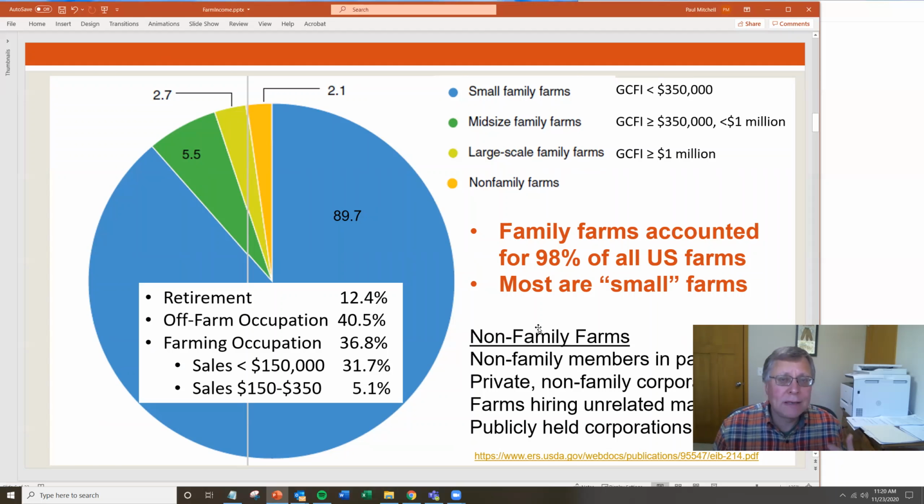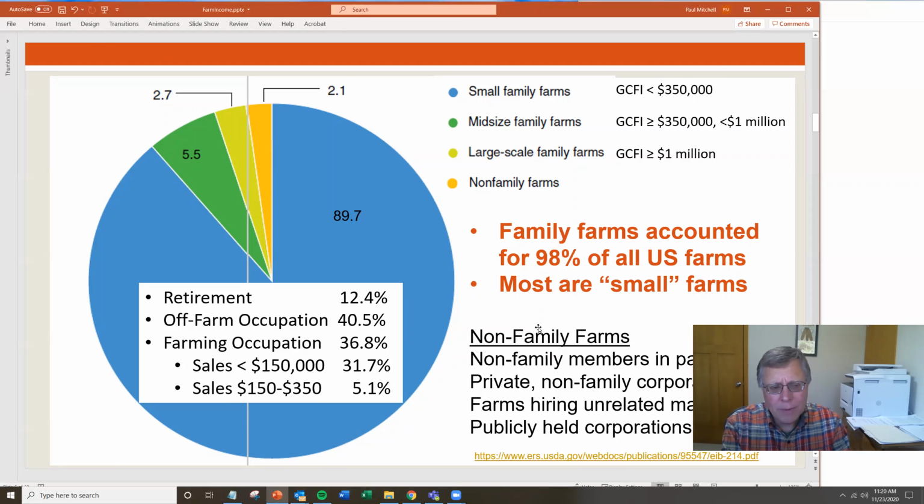These are people who identify as an accountant, a school teacher, or a truck driver, something like that, and they also have farmland. Their primary occupation is non-farmer, but they also own and operate a farm as their side job. Almost 41% of farms in the U.S. are one of these types, where they have another job as their primary source of income and what they consider their employment.